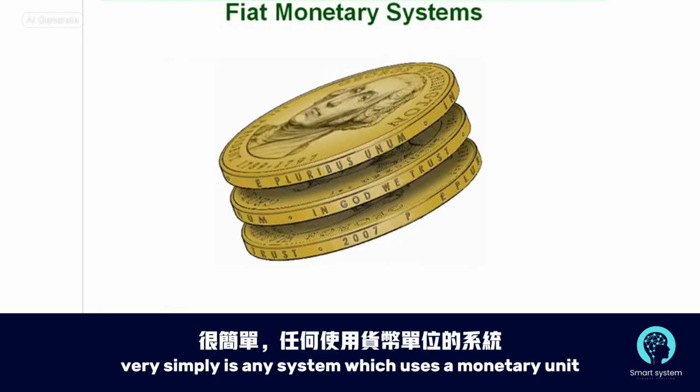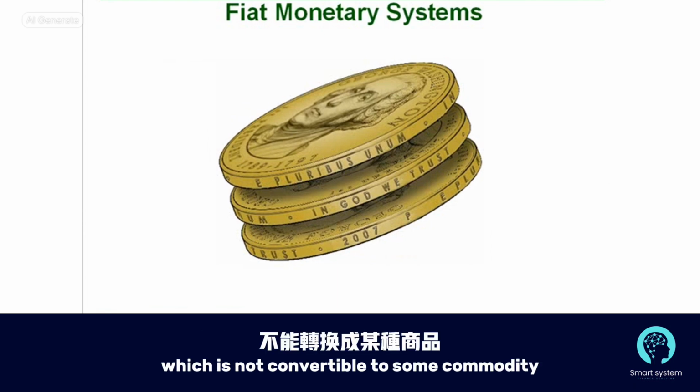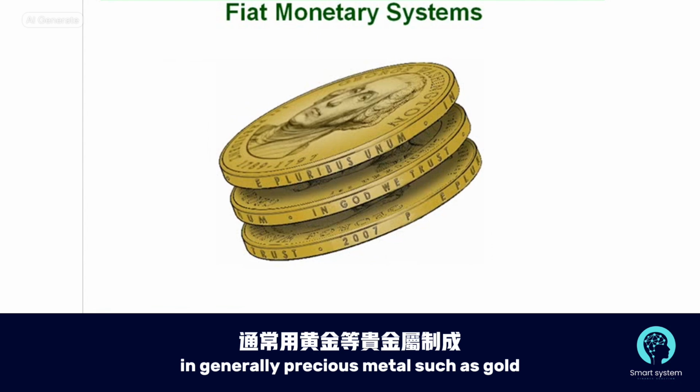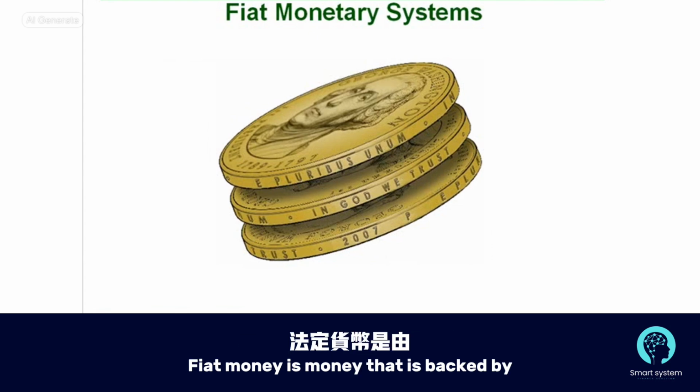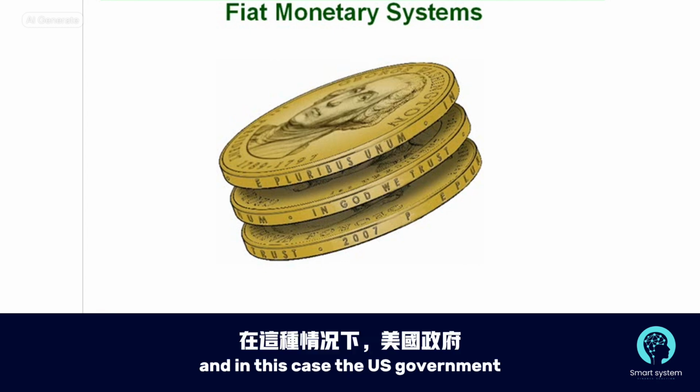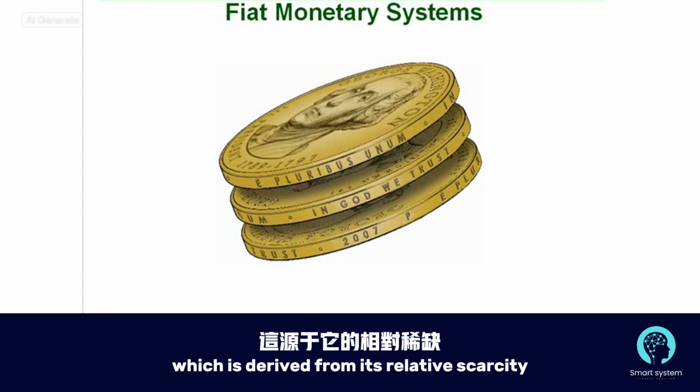Very simply, it is any system which uses a monetary unit, in this case the US dollar, which is not convertible to some commodity, generally precious metals such as gold. Fiat money is money that is backed by the credit of some entity, normally a government, in this case the US government, and the value of which is derived from its relative scarcity and the faith placed in it by the population which uses it.